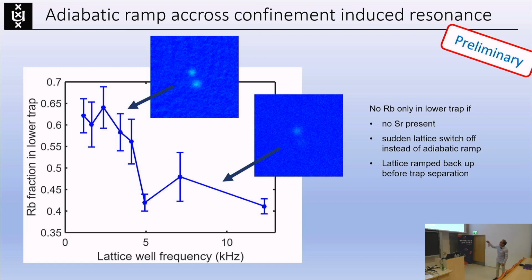But then you make cross tests. For example, if you put no strontium in your system whatsoever, there's never any rubidium pulled to the lower trap. If we suddenly switch the lattice off instead of making an adiabatic ramp, there's never any rubidium over there. And if we ramp the lattice adiabatically down and then adiabatically back up, our signal disappears as well. So this is all very promising, but this result is 10 days old or so. And now, of course, we want to poke it and make sanity checks and so on.